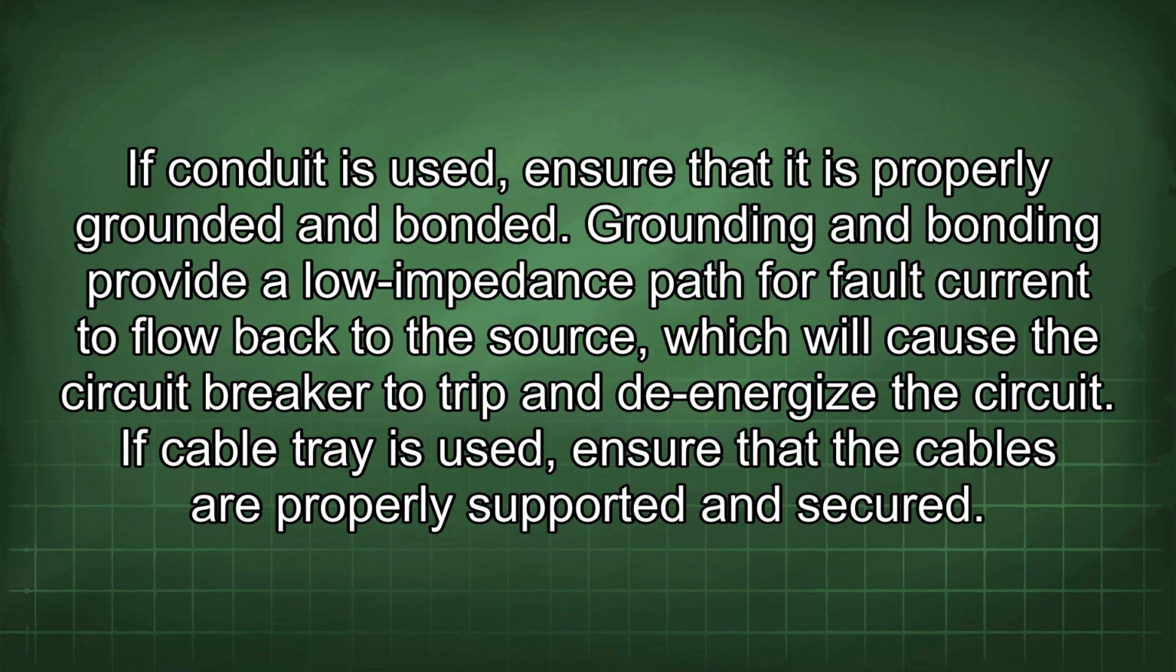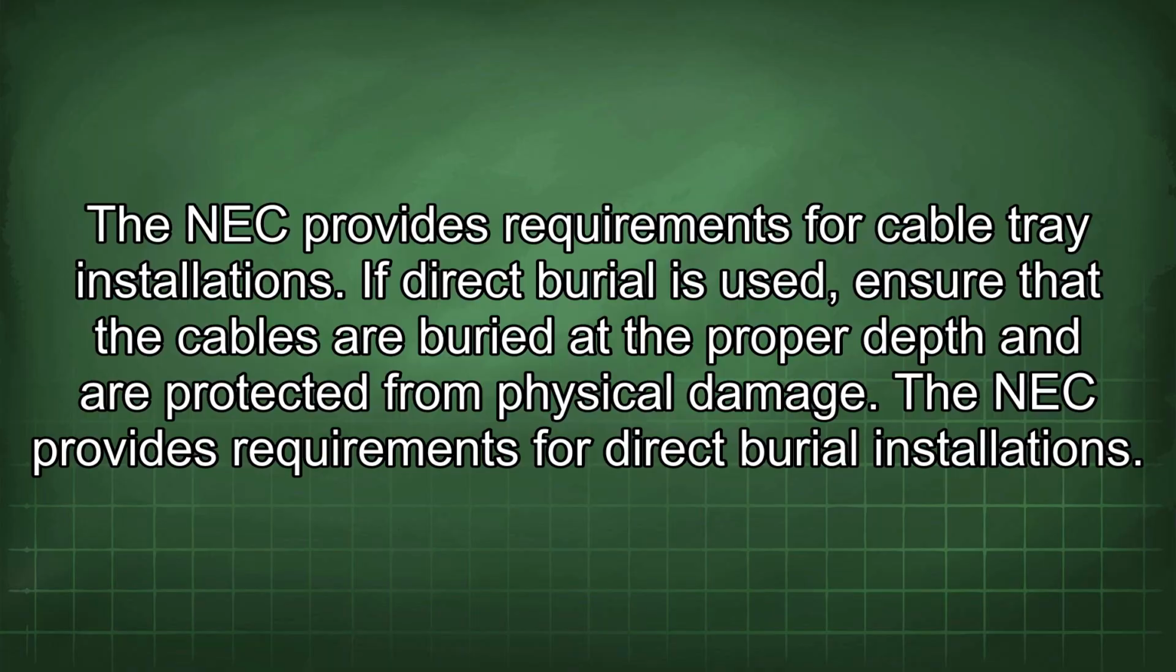If conduit is used, ensure that it is properly grounded and bonded. Grounding and bonding provide a low impedance path for fault current to flow back to the source, which will cause the circuit breaker to trip and de-energize the circuit. If cable tray is used, ensure that the cables are properly supported and secured. The NEC provides requirements for cable tray installations. If direct burial is used, ensure that the cables are buried at the proper depth and are protected from physical damage. The NEC provides requirements for direct burial installations.